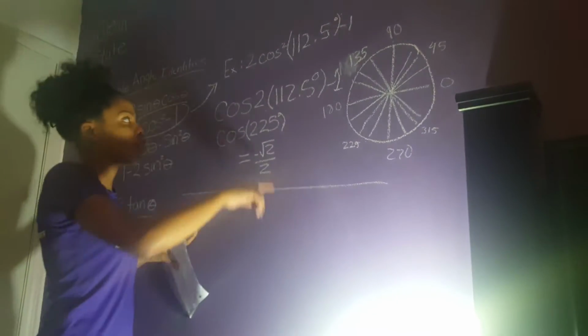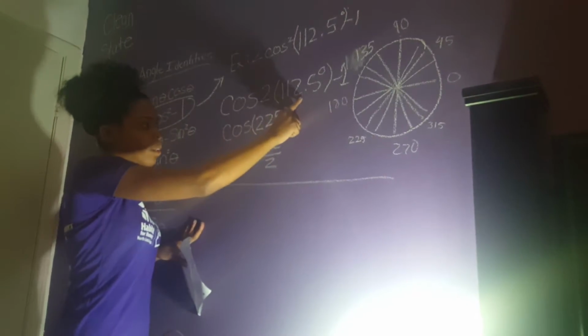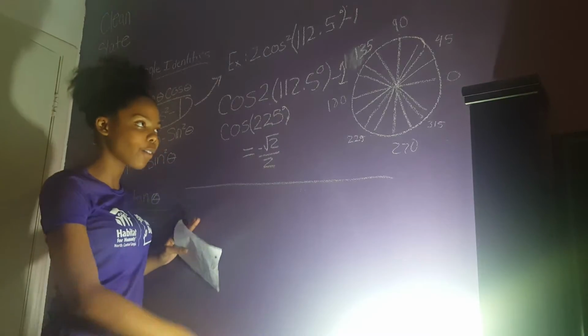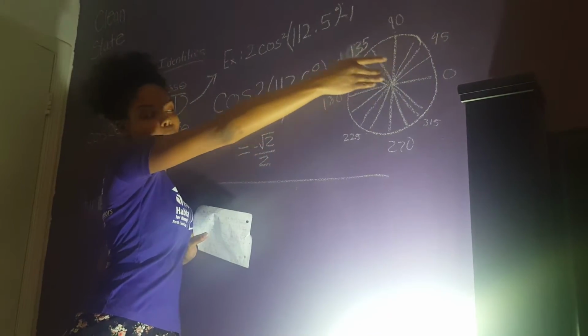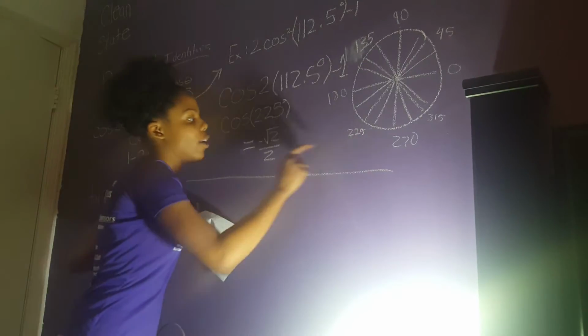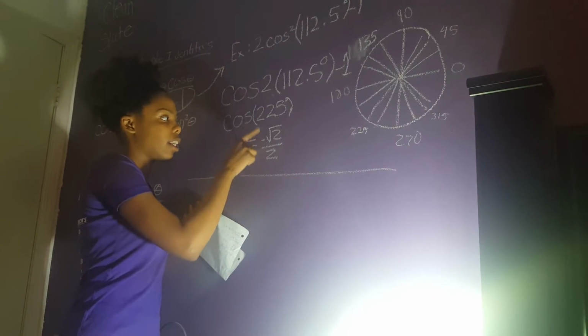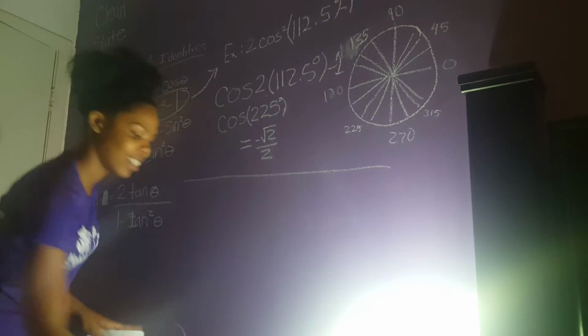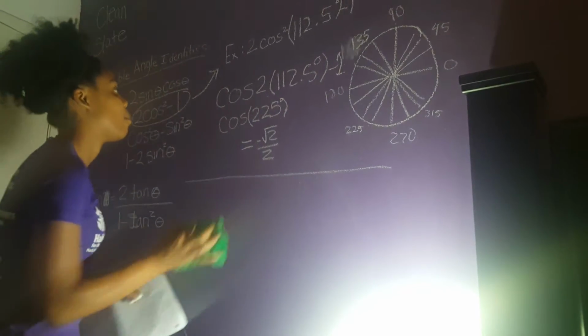So you're going to multiply 2 times 112.5 to get cosine of 225. Then you're going to look over to your unit circle, which you all should know by now, and you'll realize that right here, your answer will be negative square root of 2 over 2. Next, we're going to do our next problem.